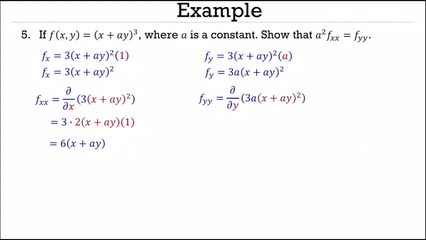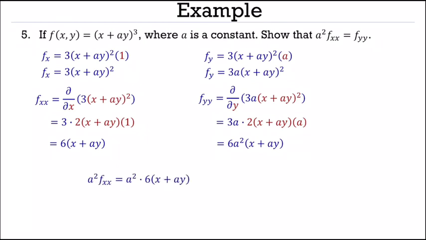For f sub double y, this means the partial derivative of f sub y with respect to y. Differentiate the function with respect to y by using the power rule too and simplify to get the answer. For the proving part, we prove from the left hand side, so substitute f sub double x. Simplify, and this is actually equal to f sub double y.